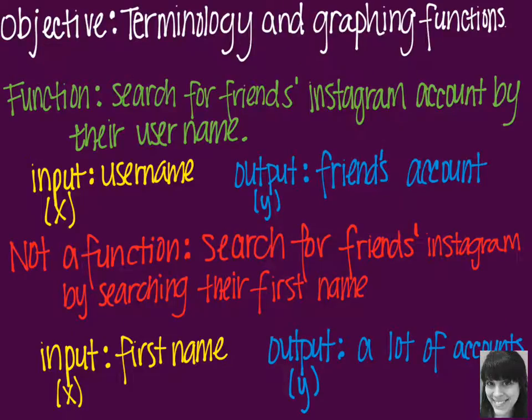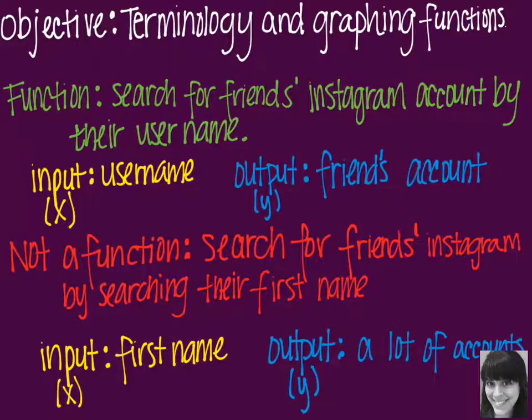Now, the function for this example is search for a friend's Instagram account by their username, okay? So the input would be the username. Your output would be your friend's account, right? So when I want to find one of my friends, they have to give me their username, I do the search, and I put in their username, and I'm only going to get that account, right?